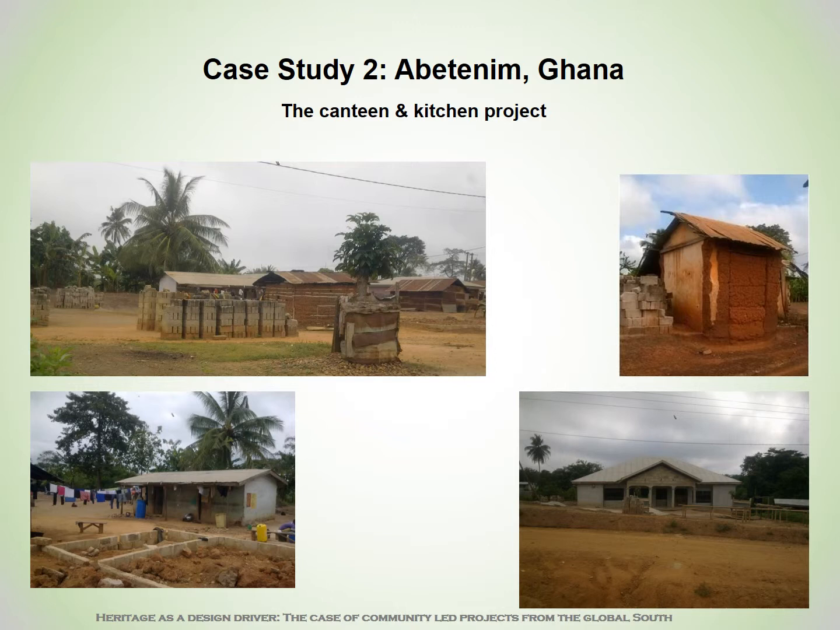For instance, the community needed a canteen and kitchen for the local school and not a village hall. The project was an opportunity to deliver a community facility, but also to address some issues of perception about the use of traditional materials held by the locals.